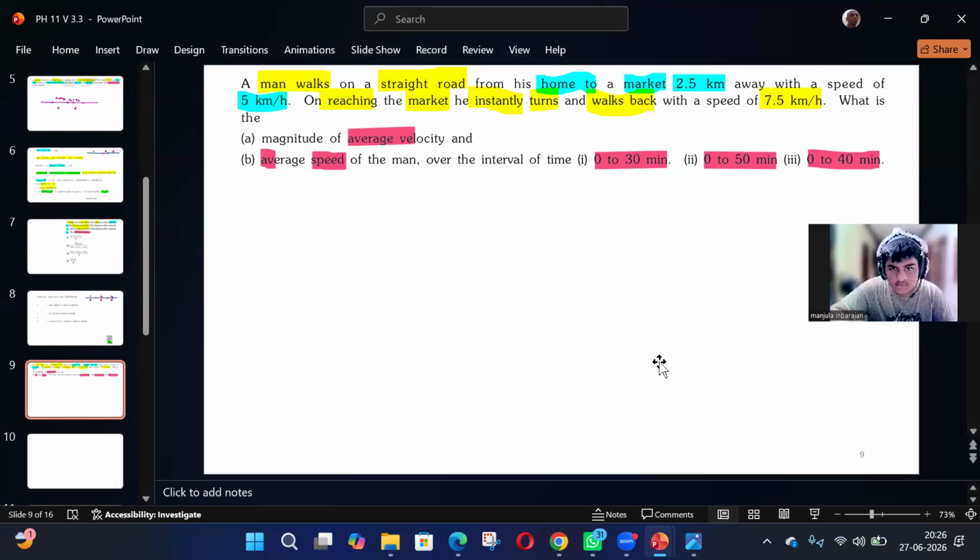This one. Again, do it from basics, don't use the formula. Draw the diagram. I'll make the diagram.